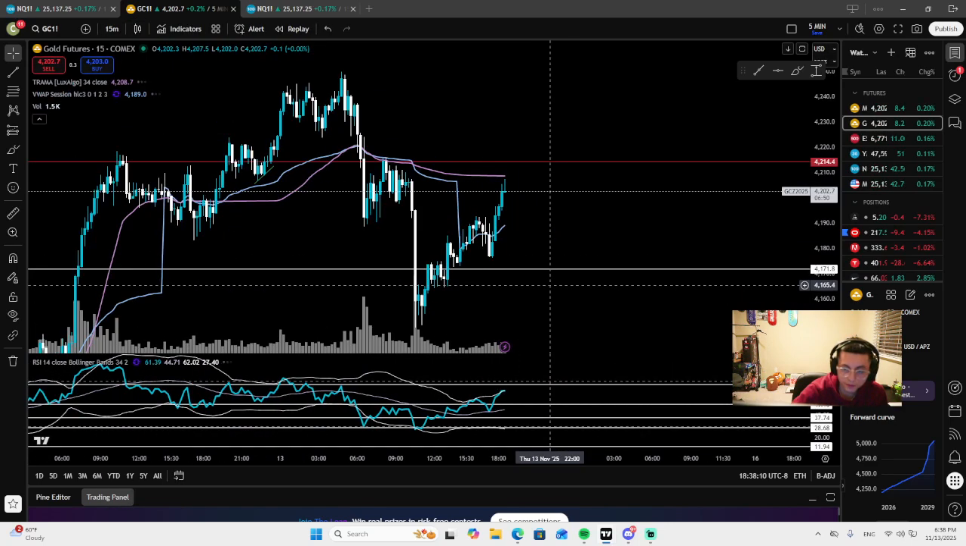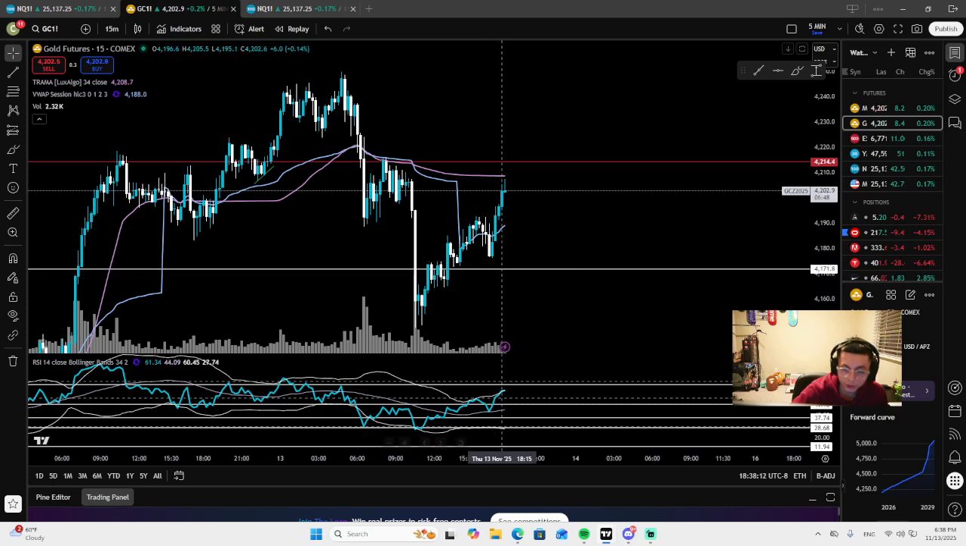Check what our 15 did. 15 actually retested median. What is median? Where buyers have to step in. If not, sellers take over. If you notice where we bounced, right at median, right?